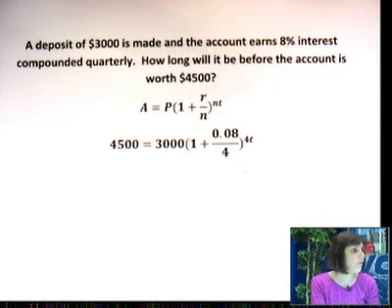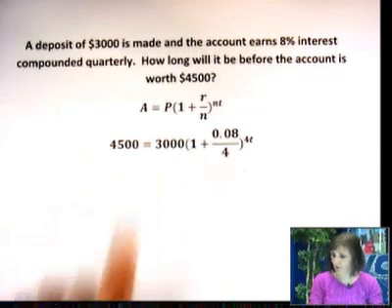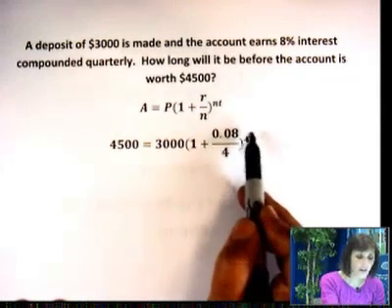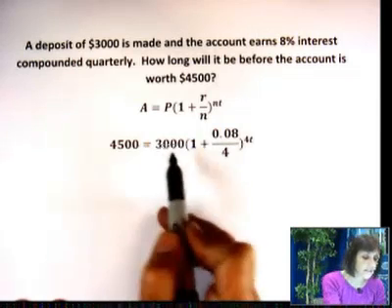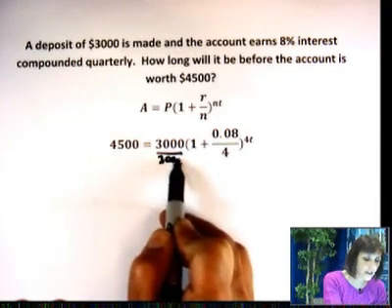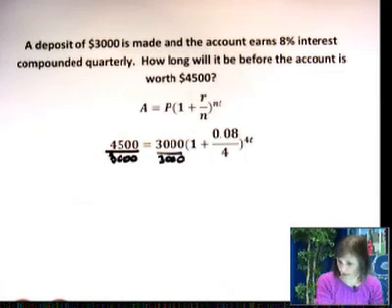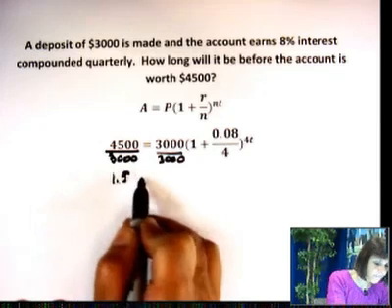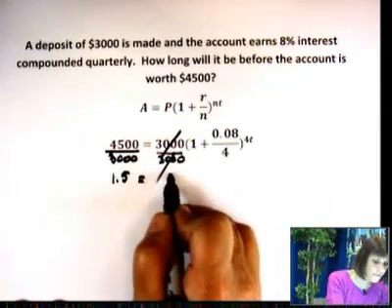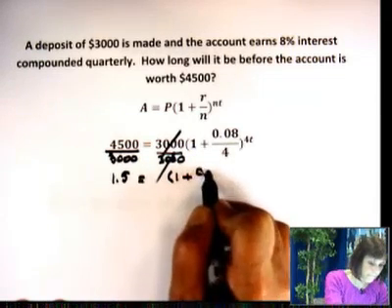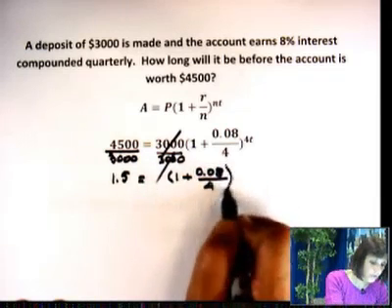In the previous example, I just put in numbers and then I don't know the left-hand side of the equation and it's straightforward. But with this one, I need to do some manipulation. So what we are going to do first, I want to isolate this 4t. How the heck am I going to do that? I can just divide both sides by 3,000 first. And now 4,500 divided by 3,000 is simply 1.5. All right, these two will go. So you have this situation, 1 plus 0.08 divided by 4 to the 4t power.